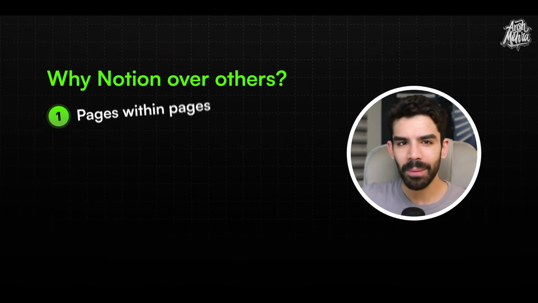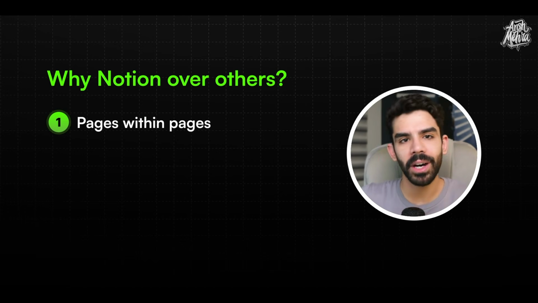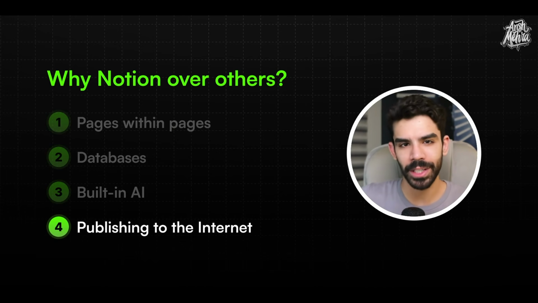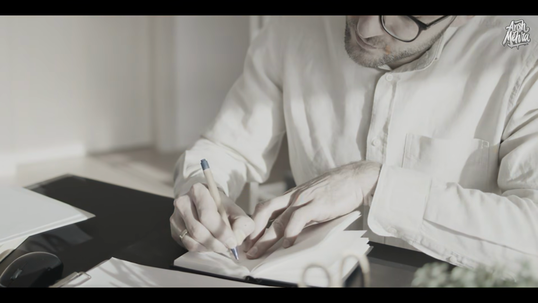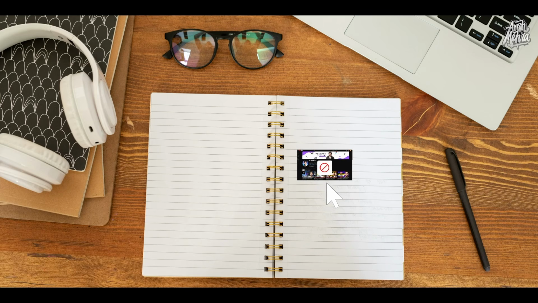So number one, Apple Notes and Google Keep do not have pages within pages and all the advanced Notion features like databases or built-in AI or even publishing it to the internet. And we will cover this in the next chapter, so don't worry. And second, searching through physical notebooks for the exact thing that you're looking for is very hectic. Not to mention, you cannot embed media in your physical notebook.